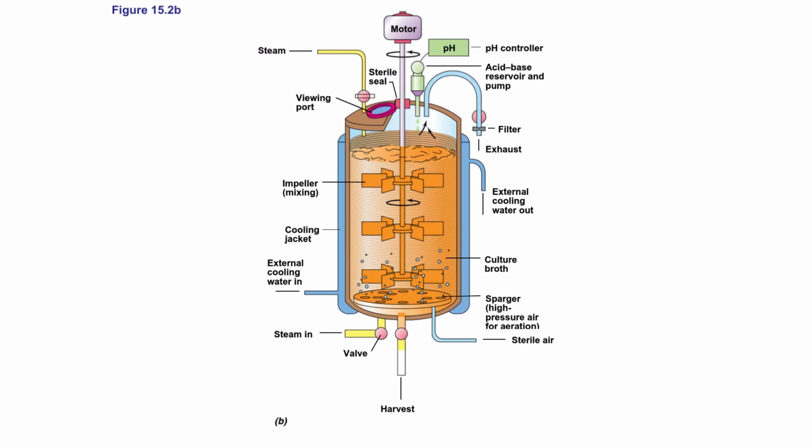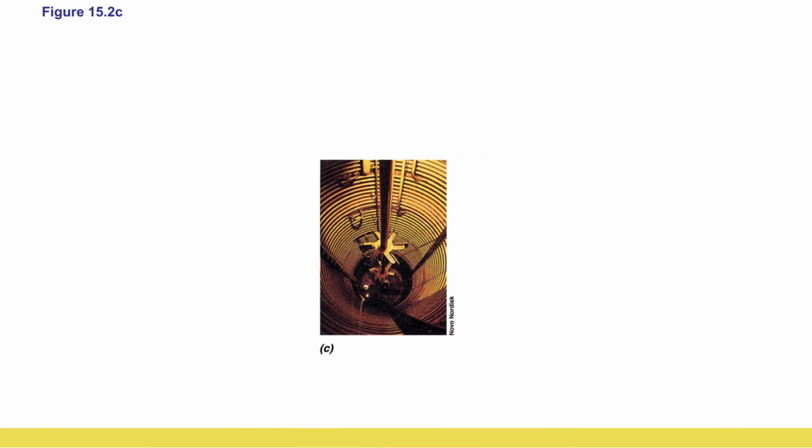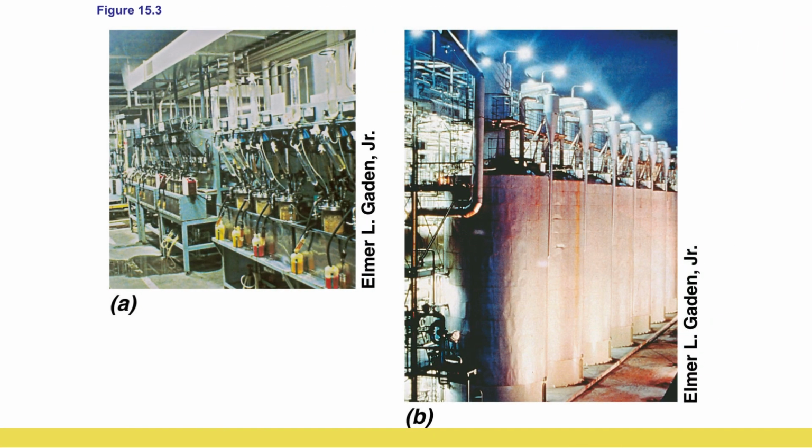It labels key components like the steam inlet, a viewing port, the impeller for mixing, a cooling jacket, ports for external cooling water in and out, a motor, a sterile seal, a harvest pipe, a pH controller, acid-base reservoirs and pumps, an air filter, an exhaust, the culture broth, and a sparger that introduces sterile high-pressure air for aeration. Figure 15.2c shows a close-up photograph of an impeller, the mixing device inside the fermenter. Another figure, 15.3, shows an image of a pilot-scale fermenter used for research and development.